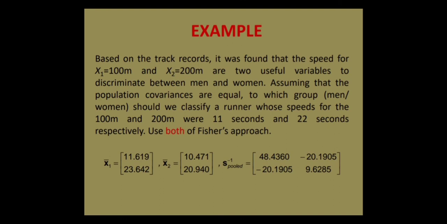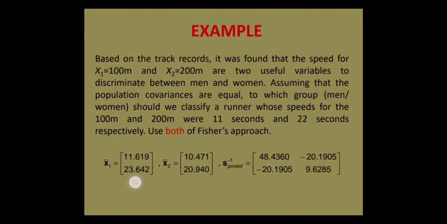Okay, assuming that the population covariance are equal, to which group, men and women, should we classify a runner whose speed for the 100 meter adalah 11 second and for 200 meter adalah 22 second. So kita tahu this runner is man or woman, so we can use the approach of the classification rule tadi to classify whether this runner adalah man or woman runner. Okay, so we classify the runner by using the two variable, dia punya speed of 100 meter run dan juga speed of 200 meter run, dia punya masa. Okay, so we try to use both of the feature approach.